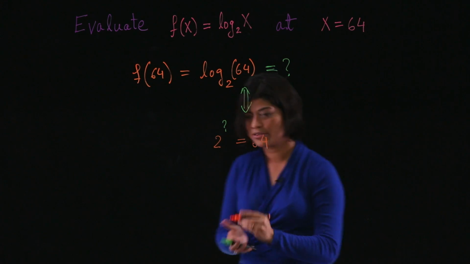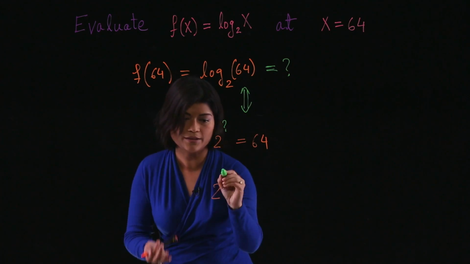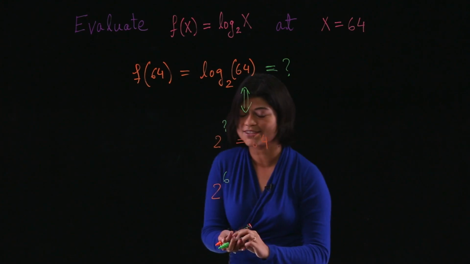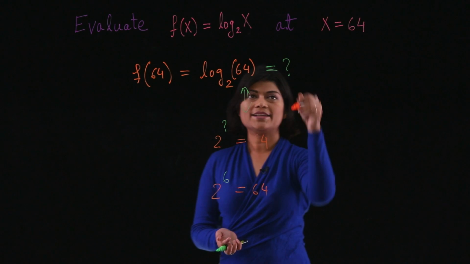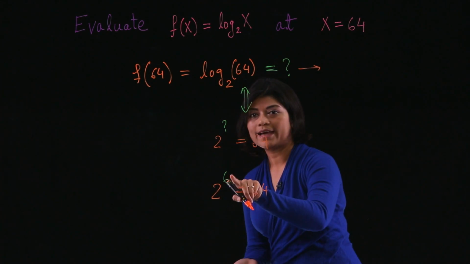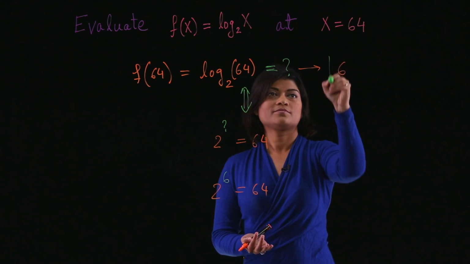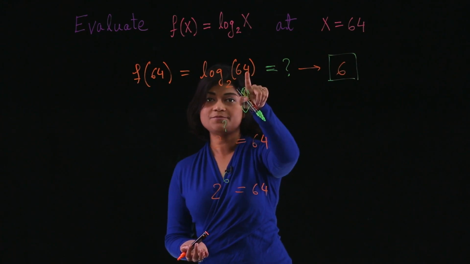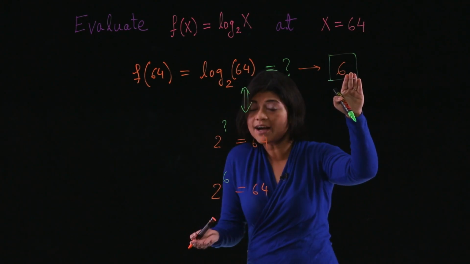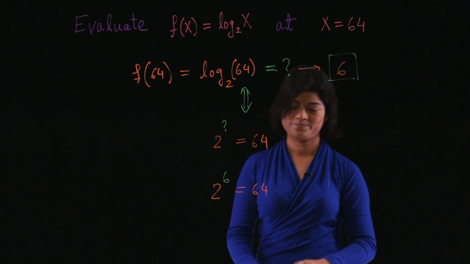So let's think about it. 2 to the power what is 64? Well, we all know that 2 to the power 6 is equal to 64. And therefore, our answer is that power, 6. So one more time, logarithm of 64 base 2 is 6 because 2 to the power 6 is equal to 64. Thank you.